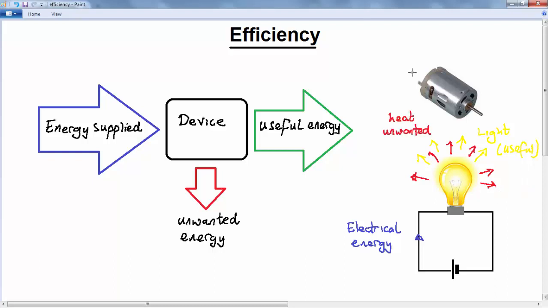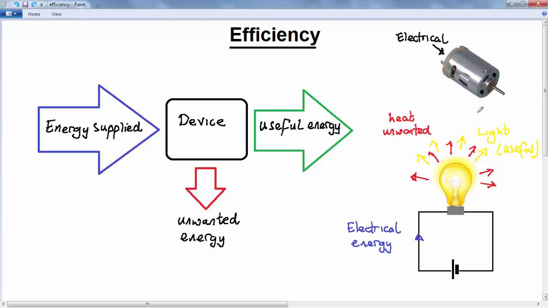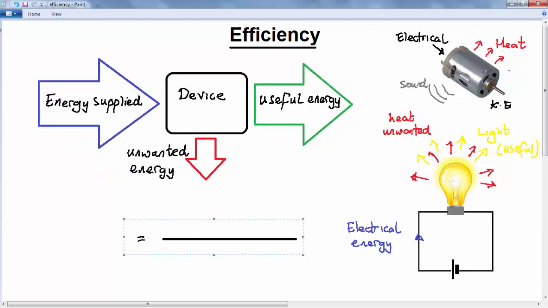So that's unwanted. Likewise, in a similar way, the electric motor is designed to change electrical into kinetic energy. Okay, but on the way, some of that energy will be transformed into heat, which is unwanted, and into sound, which is unwanted. So how can we measure the efficiency of a device? Well, that's relatively easy. All we say is that the efficiency of the device is equal to the useful energy divided by the energy consumed or supplied to the device.